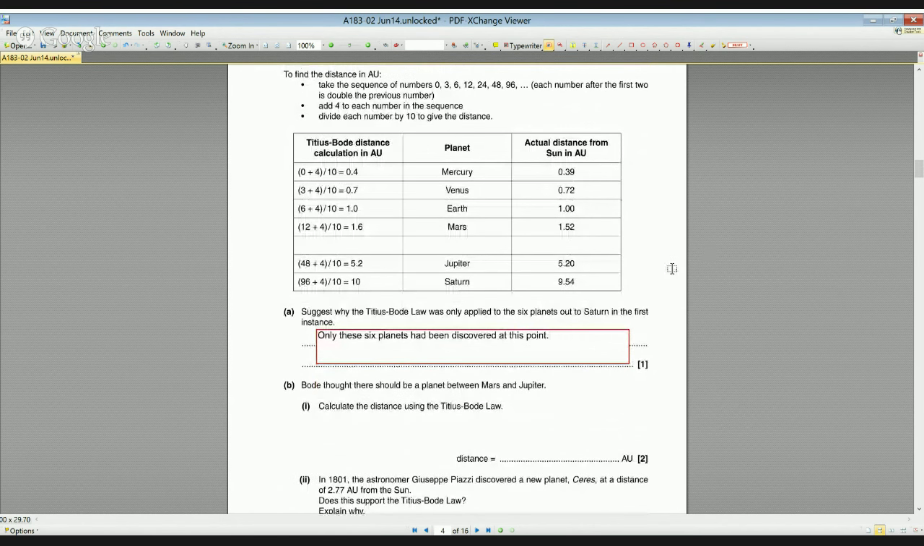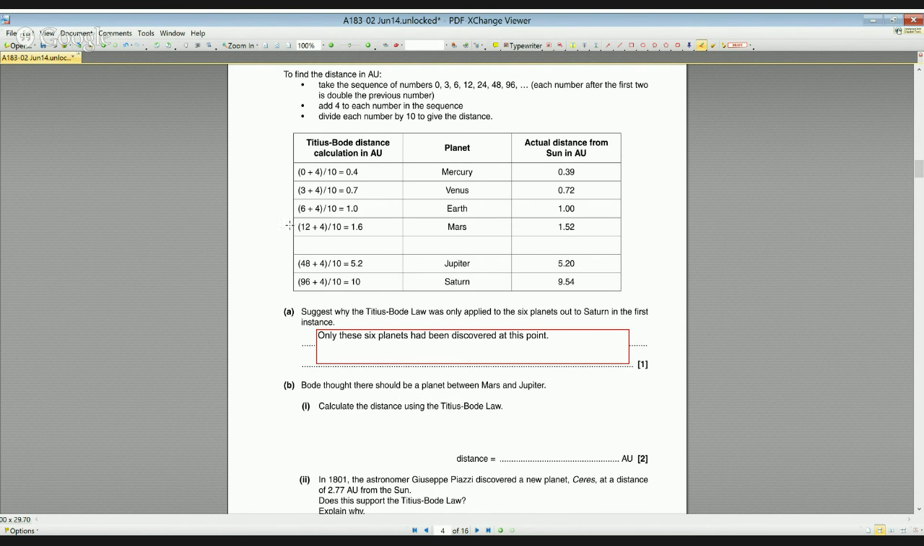Bode thought that there should be a planet between Mars and Jupiter. Calculate the distance using the Titus-Bode Law. Okay, so the instructions for this are at the top of the screen here. It says we take the sequence of numbers 0, 3, 6, 12, 24, 48, and 96. The numbers are sort of doubling each time. Add 4 to the number, then divide it by 10, and that will predict the distance. So you can see for Mars, they've used 12, and for Jupiter, they've used 48, which would suggest, if this law was applicable, that there should be a number in between. And that number will be 24.